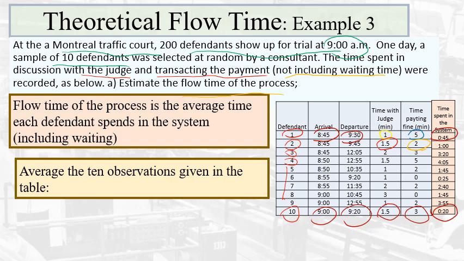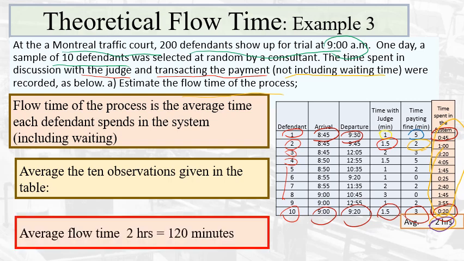So the flow time is basically an average. Remember, flow time is an average figure. So we take all these times, and we take an average of them, and that average turns out to be 2 hours. So the average flow time is 2 hours, which means 120 minutes, and that includes waiting and actual service time, includes all.